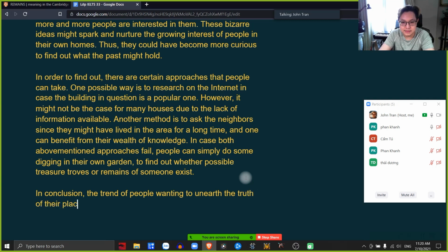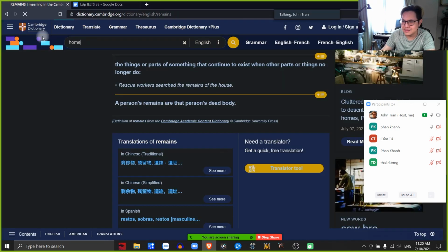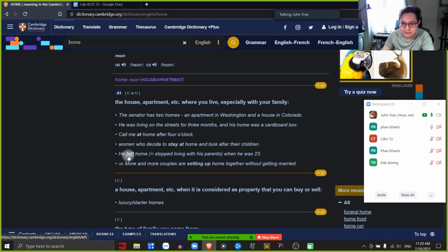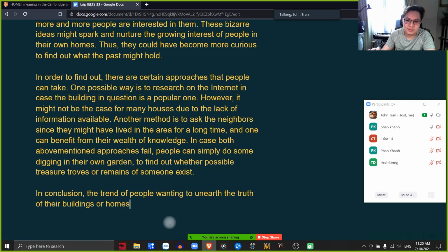of their place, of their buildings or homes. I'm not sure if home is countable. Is it countable? Đếm được không? It's countable or uncountable? Oh, it's okay. It can be both. Right. Đếm được đấy. Wanting to unearth the truth of their buildings or home can be due to many reasons.